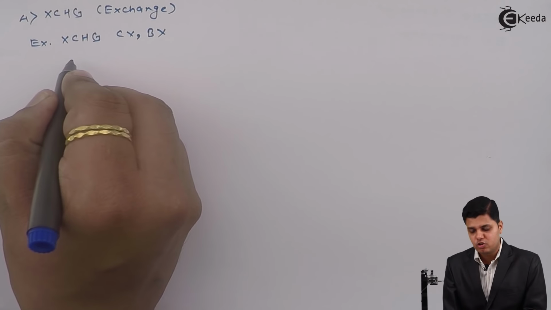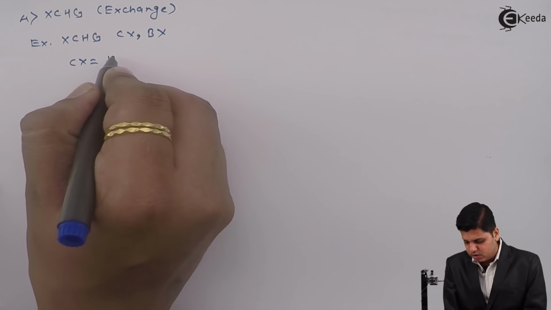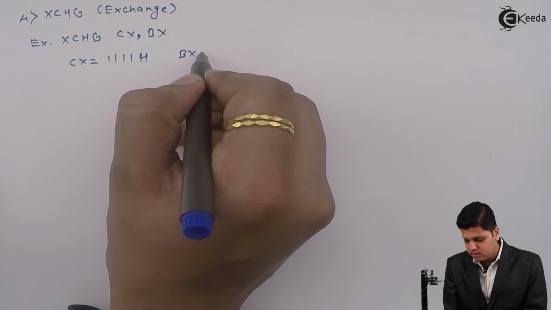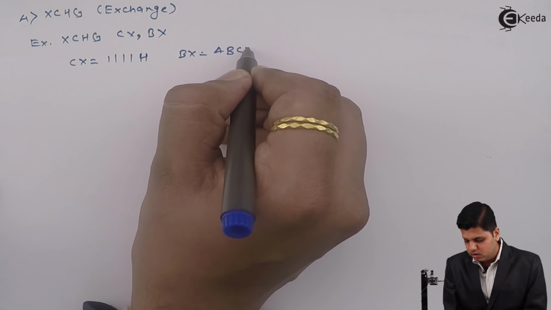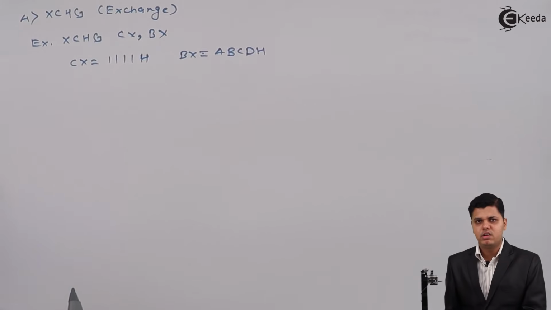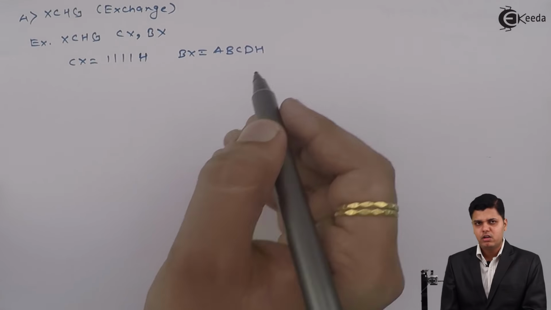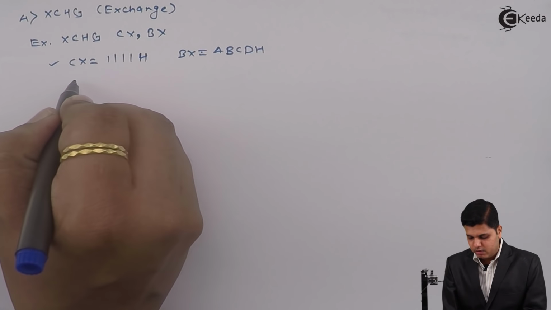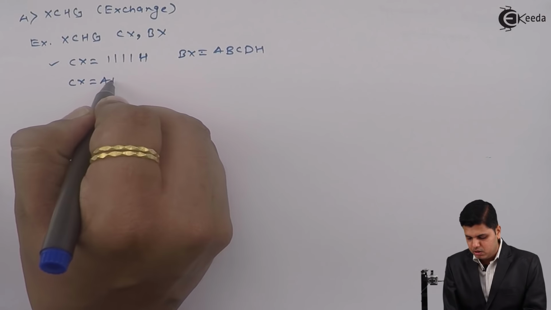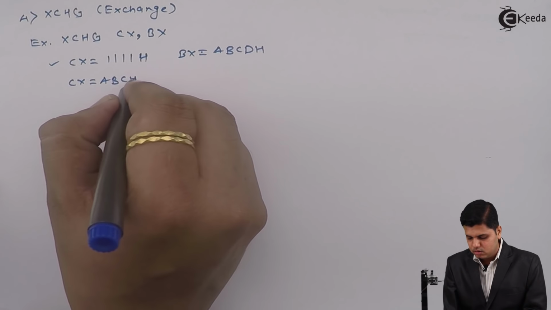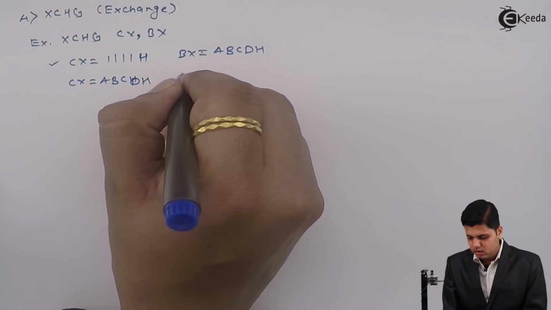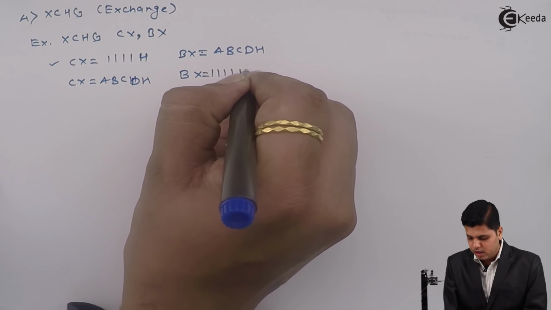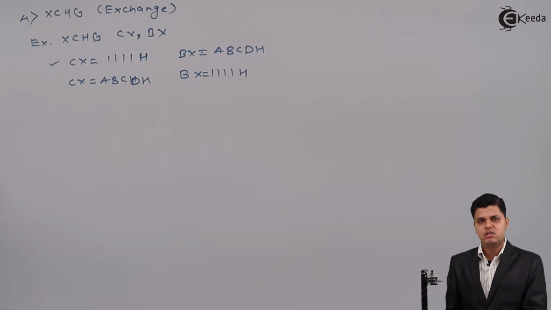So if before the execution CX is 1111H and BX is ABCDH, since it is a hexadecimal format, we can write the mnemonic also. After execution, the contents of CX will be ABCDH and the contents of BX will be 1111H. So this is what happens in the exchange instruction.